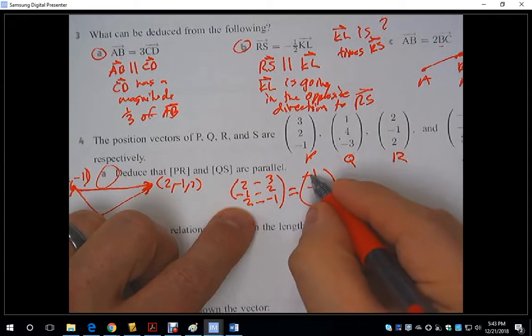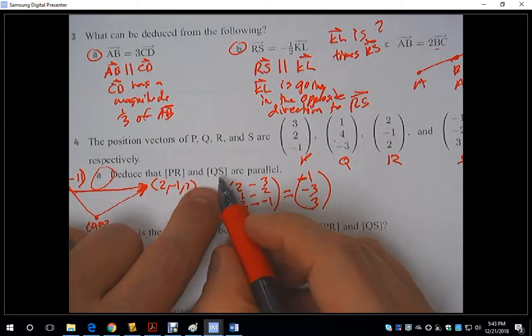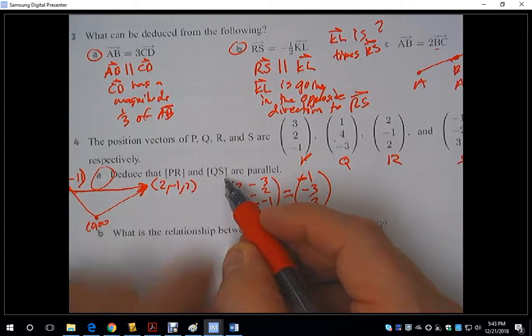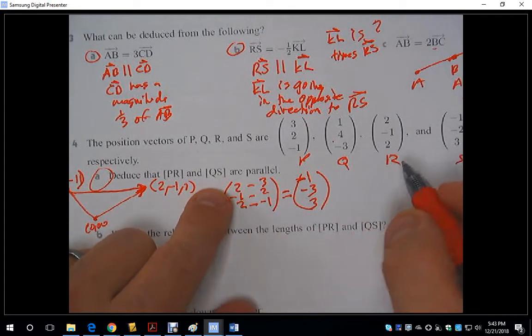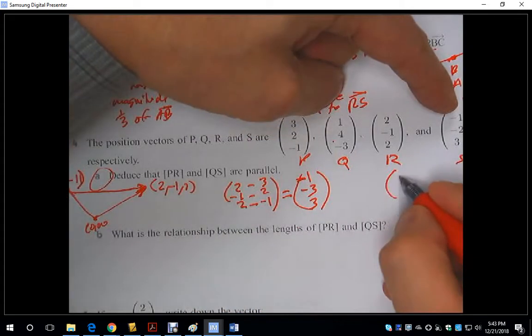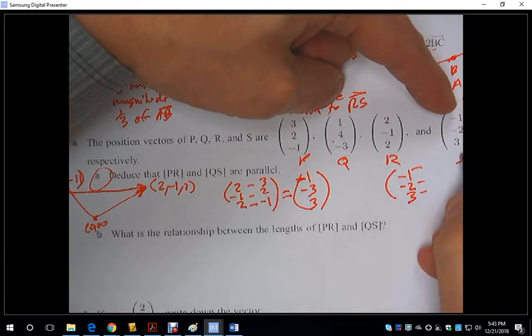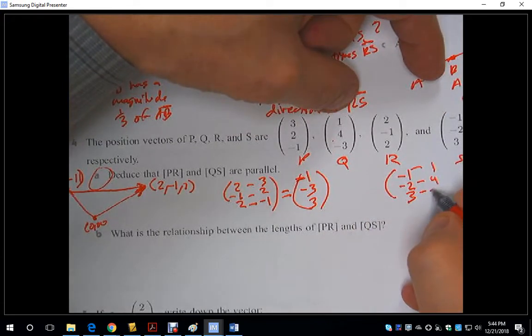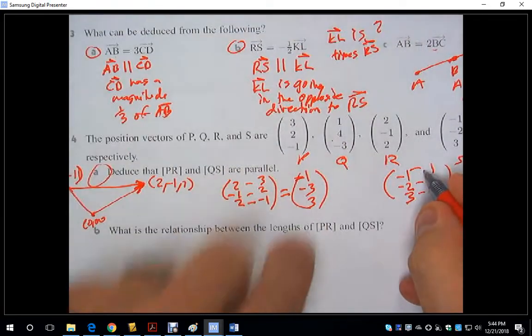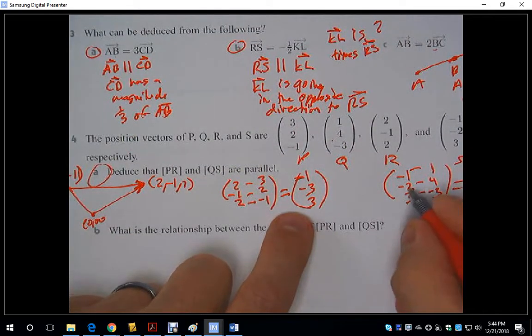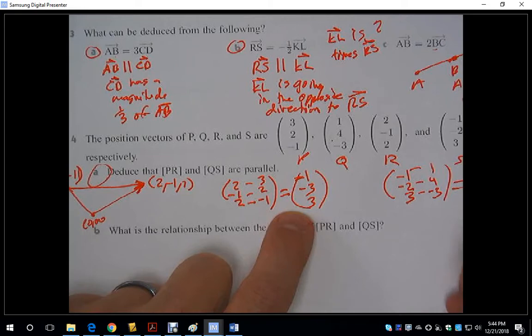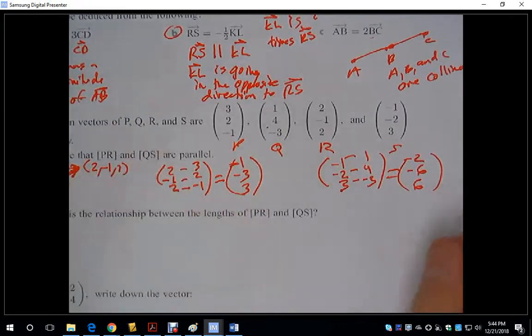So let's look at our other vector QS, head minus tail again. We have (-1, -2, 3), and we subtract the tail, which is Q, (1, 4, -3). -1 minus 1 is -2, -2 minus 4 gives us -6, and 3 minus negative 3, that's a positive, so 3 plus 3 gives us 6. Oops, I'm sorry, you didn't see that part.